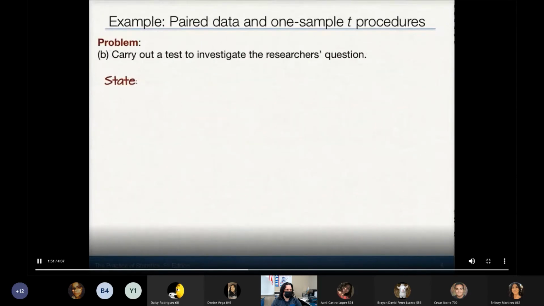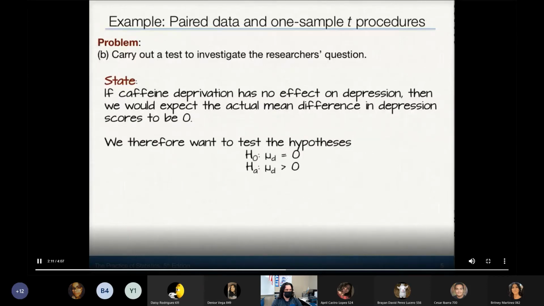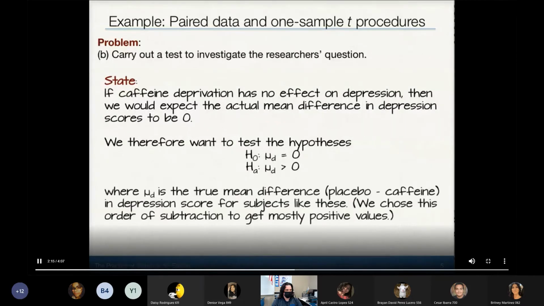Now let's carry out a test to investigate the question. If caffeine deprivation has no effect on depression, then we'd expect the actual mean difference in depression scores to be 0. That is, the scores when the subjects were on caffeine would be pretty much the same as when they were on the placebo, so therefore the difference would be 0. So our null hypothesis is that the mean of the differences is 0, while the alternative hypothesis is that the mean of the differences is greater than 0, where the true mean difference is defined by mu sub d, and we did note that that was placebo minus caffeine.